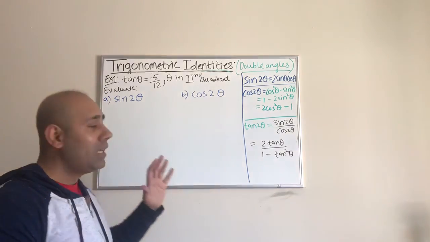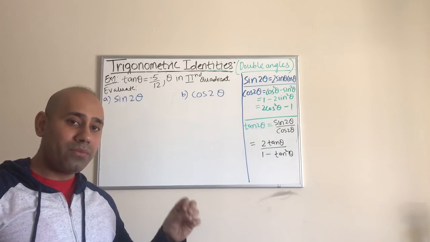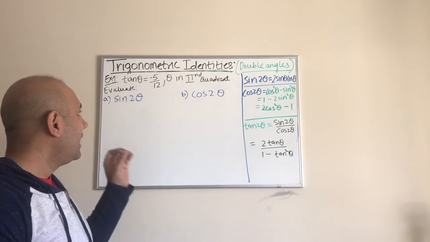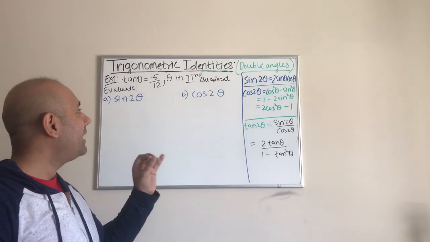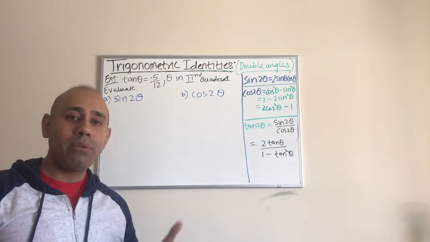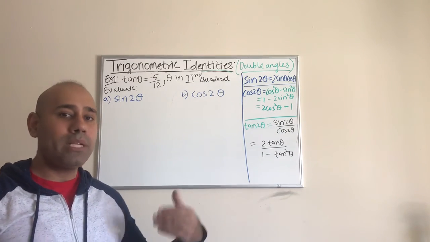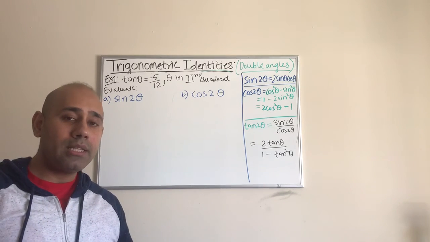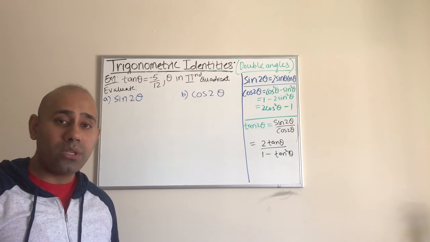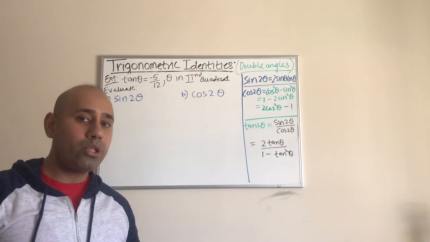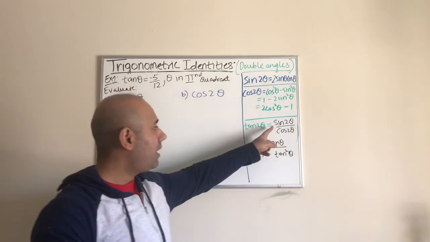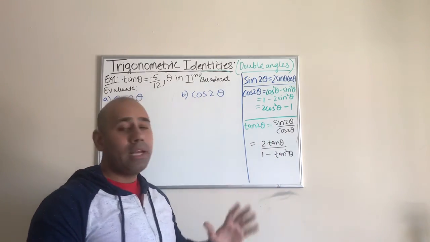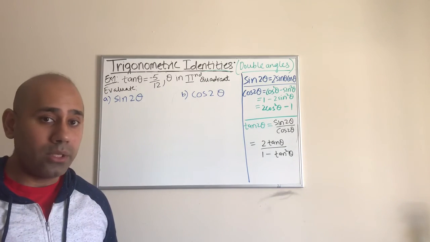Here I have an example where what is given to me is the tangent of an angle, it's -5/12. It also tells me that the angle theta is in the second quadrant, which tells me where I have to draw my reference triangle, and based on that we have to find the sine of the double angle and the cosine of the double angle. In my other video I'm going to do the tangent of the double angle. For the tangent I'm going to show you both methods, using the ratio and using this one, and then it's up to you which one you want to use at the end of the day.